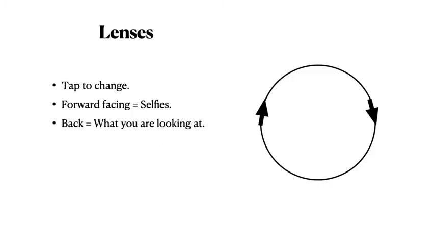Let's start with the lenses. All you need to do to change which direction your iPad is focusing on to take a picture is to tap this icon. Usually it's using the back lens, which is taking what you see in front of you. However, if you tap on it, it will suddenly be using the front lens and you'll see yourself.